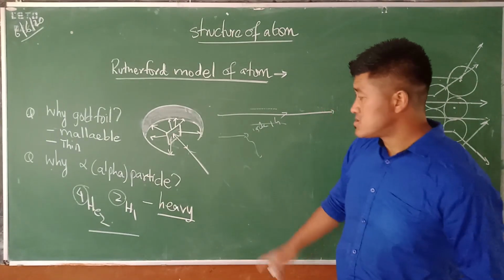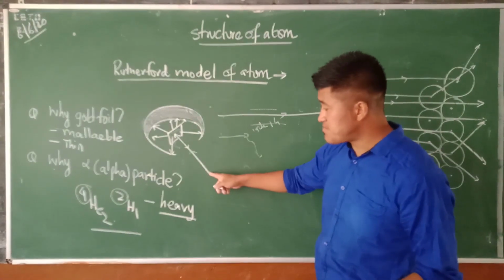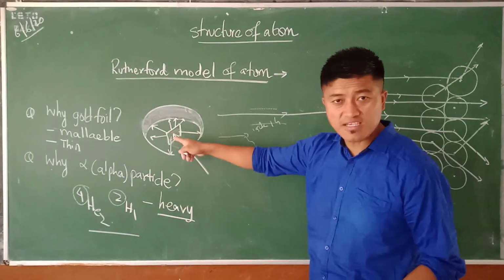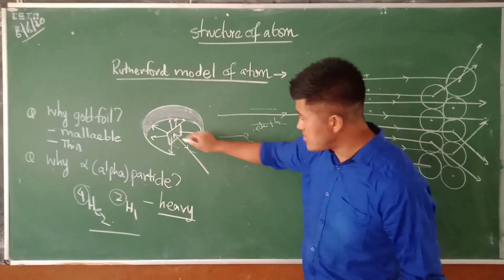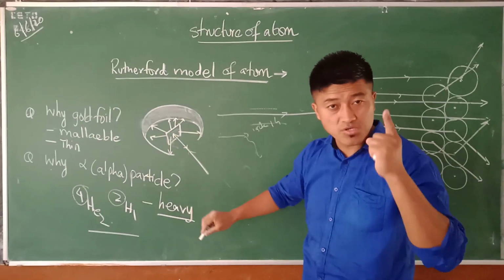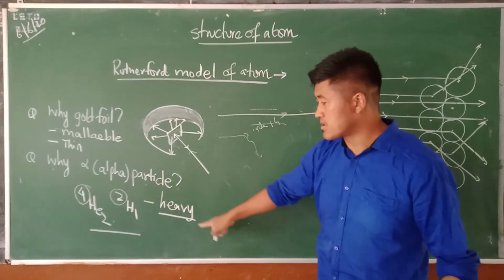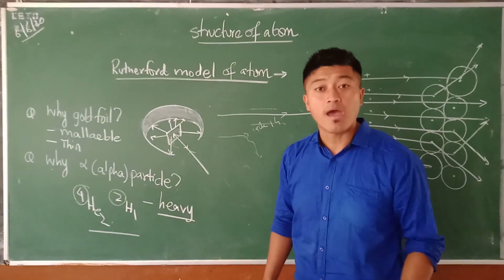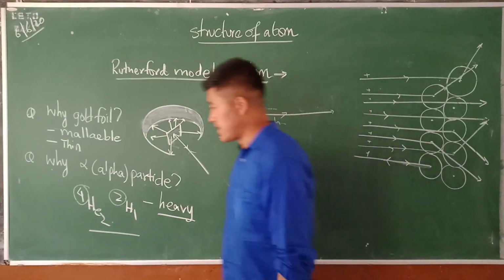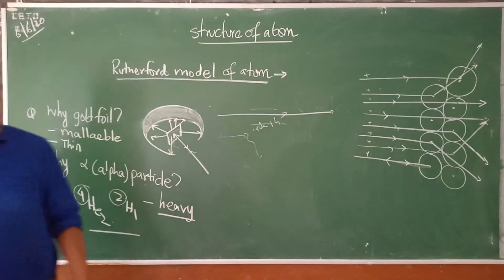So in the same case here, this particular ray has to travel at a very high speed in order to strike this gold foil at its target, so he chose alpha particle. Why? Because alpha particle is very heavy. Is that clear? Okay, so now with this we are going to proceed here.